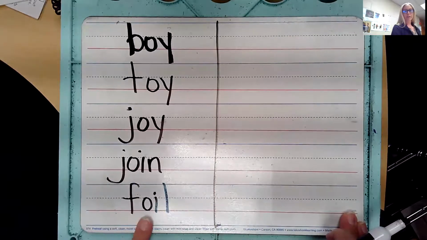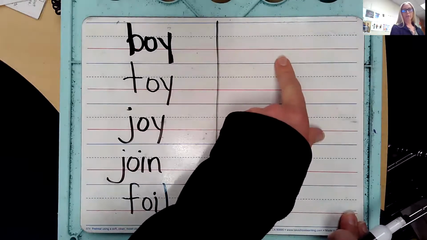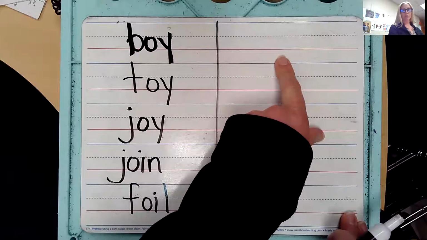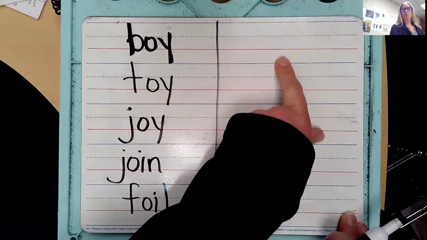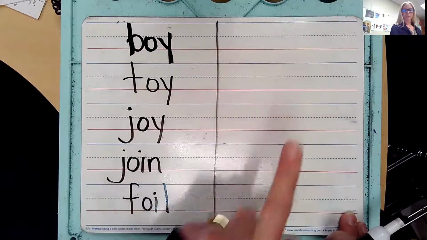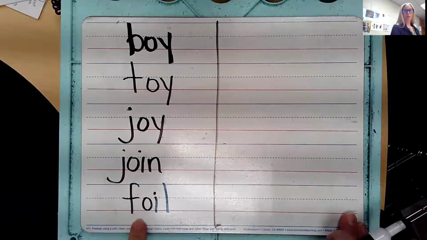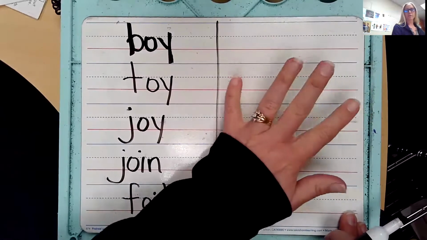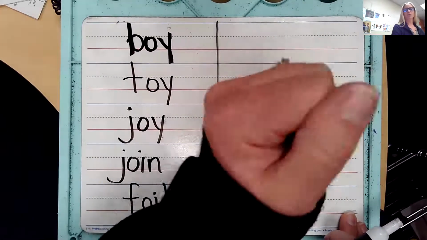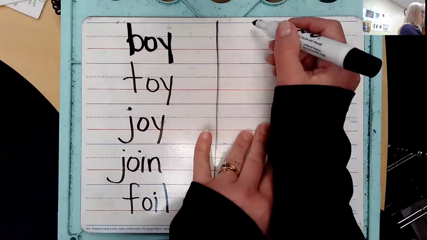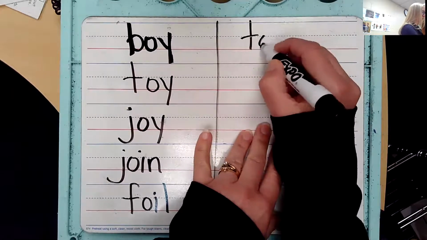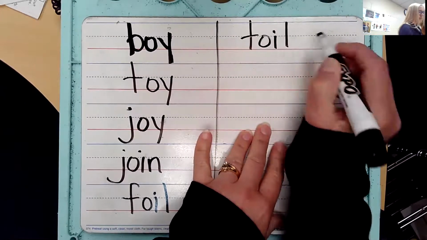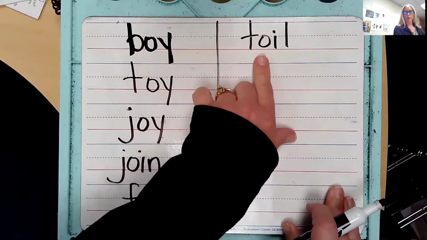Change one letter in foil to write the word toil. We had that word in the poem yesterday. Toil, to work hard. Toil. Change one letter in foil to write toil. Toil. T-oil. Toil. There's the word toil.